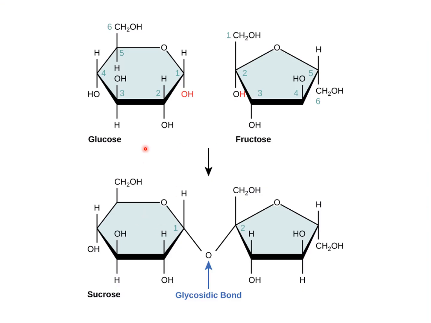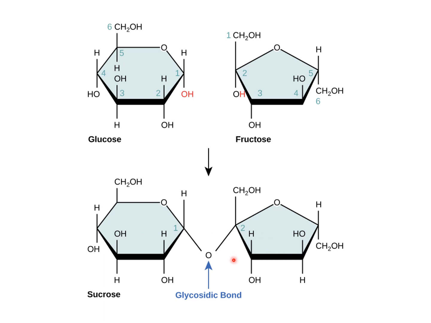Here are the different cyclic ring structures of the different sugar molecules. We have the glucose, the fructose, and the sucrose. Here, the glucose is considered as the pyranose ring structure, while the fructose has this furanose ring structure. Now, for the sucrose, it consists of 2 monosaccharides, the glucose and the fructose.